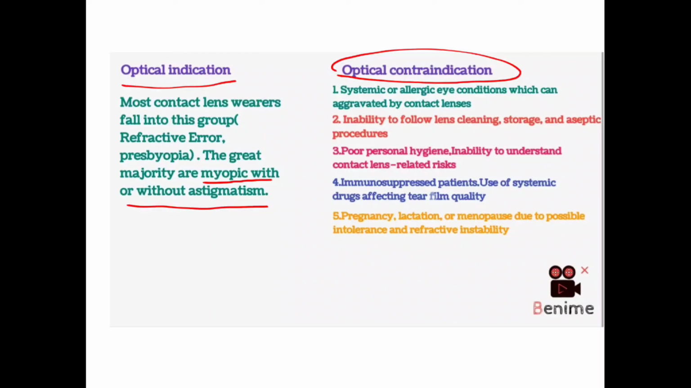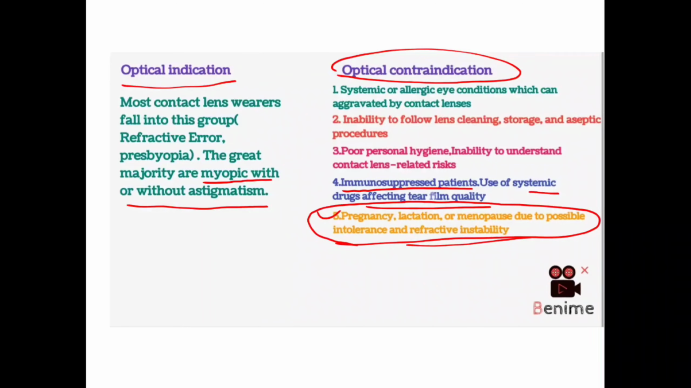Fourth is immunosuppression, if there is any disease related to immunosuppression, or the patient is using any systemic drugs which affect the tear film quality, you should not prescribe contact lenses. Fifth is if there is a pregnant woman, lactation, menopause or possible intolerance and refractive instability, because these conditions can lead to refractive instability. So if there is some condition like that, we should not prescribe contact lenses to the patient.